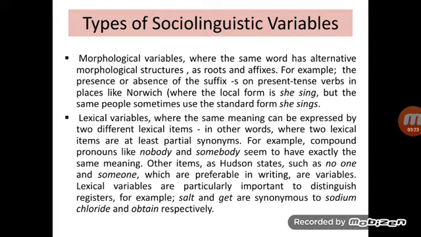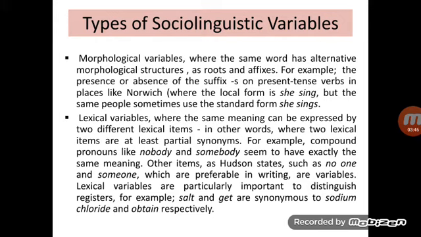Third, morphological variables, where the same word has alternative morphological structures as roots and affixes. For example, the presence or absence of the suffix s on present tense verbs in places like Norwich, where the local form is she sing, but the same people in the same area sometimes use the standard form, she sings.